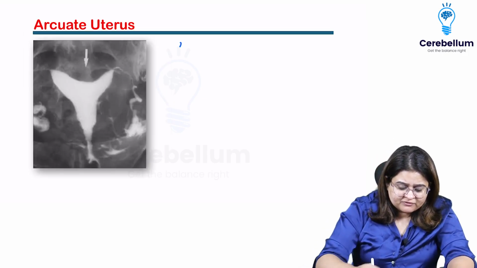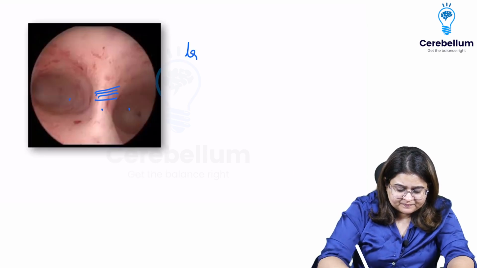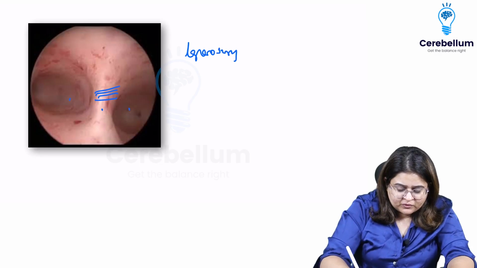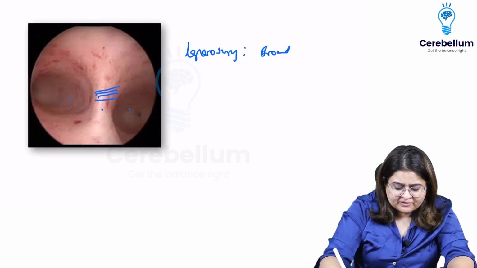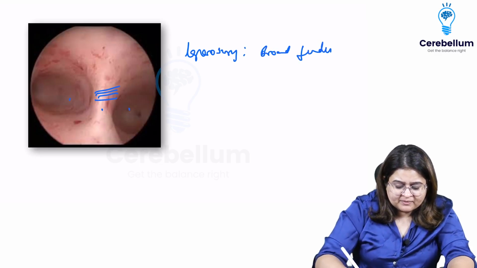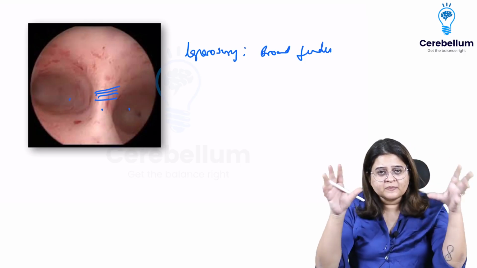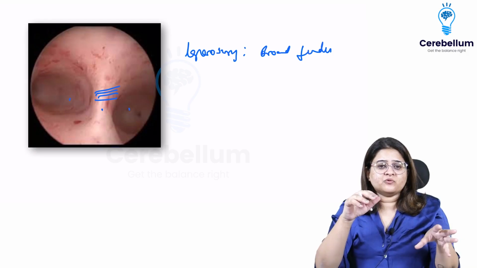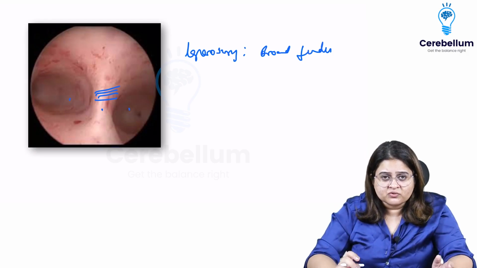And in the same patient, if you do a laparoscopy, you're going to see a broad fundus. Whereas in bicornuate uterus, you'll see two completely separate funduses on laparoscopy and a similar picture on hysteroscopy.